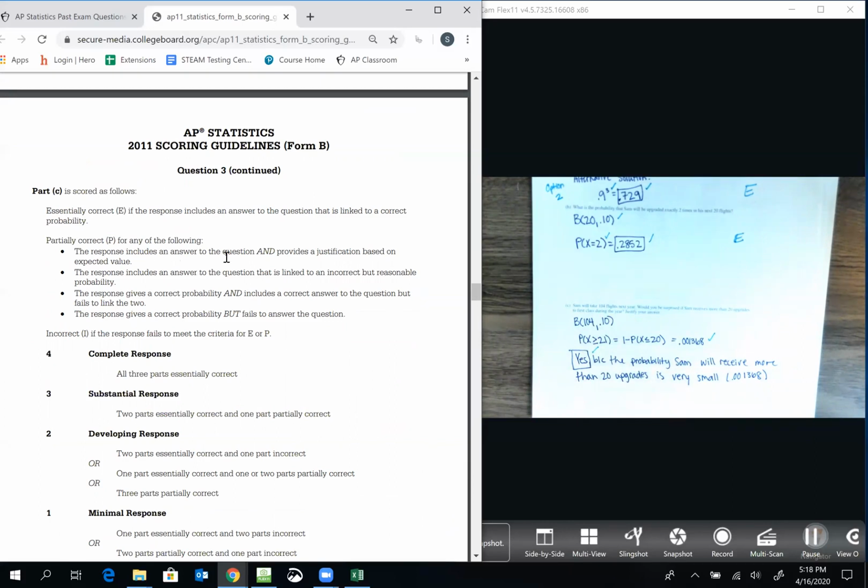Partially correct if you include an answer to the question, and provide justification based on the expected value. So if you had done N times P, the 104 times 0.10, that'd be 10.4, and then indicated that that was much lower than the 21, that would have been partially correct.